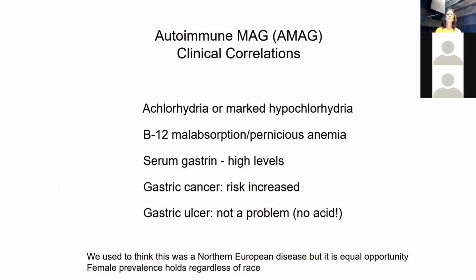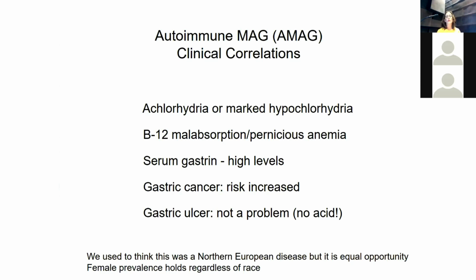Okay, so what happens if you have autoimmune gastritis? Well, you have achlorohydria or marked hypochlorohydria. You might not absorb vitamin B12. And so after many years, you can get pernicious anemia. That's a neurodegenerative condition. You might have high serum gastrin for reasons that we discussed. And your risk of gastric carcinoma is increased through the metaplasia dysplasia carcinoma sequence. And you probably aren't going to have an ulcer because you have no acid.